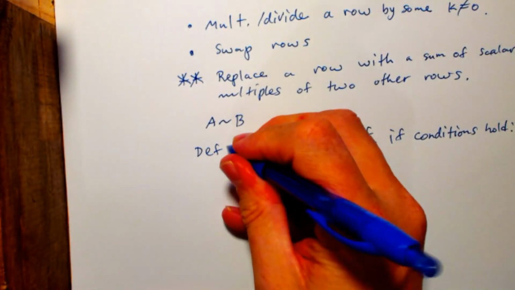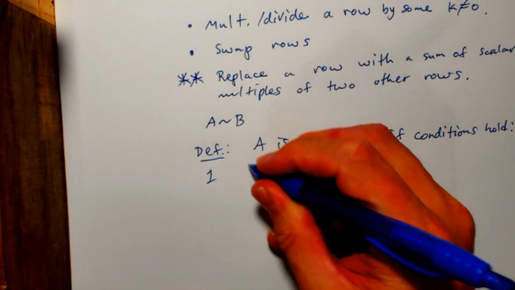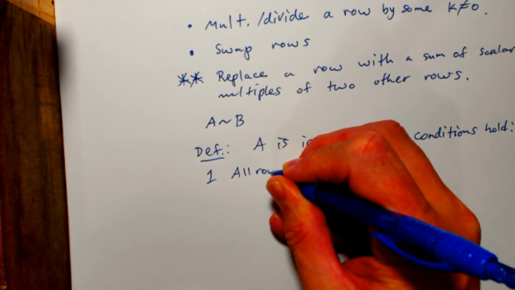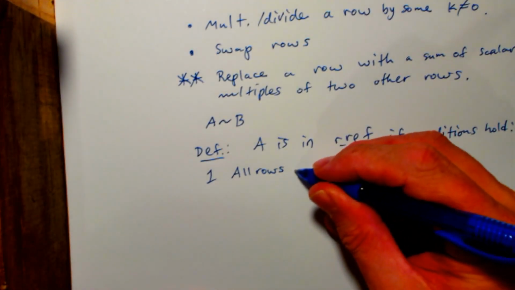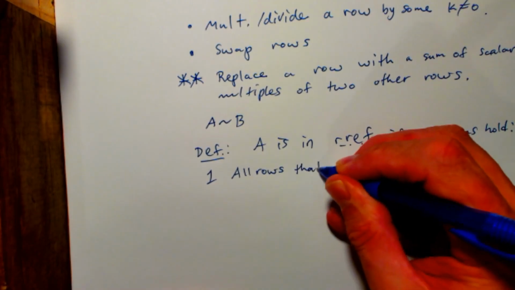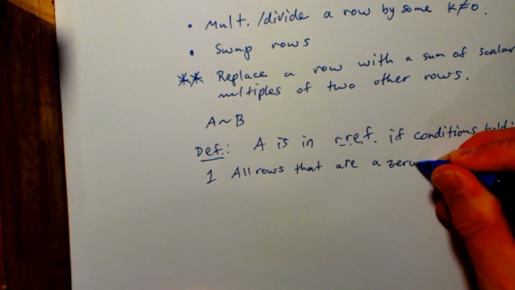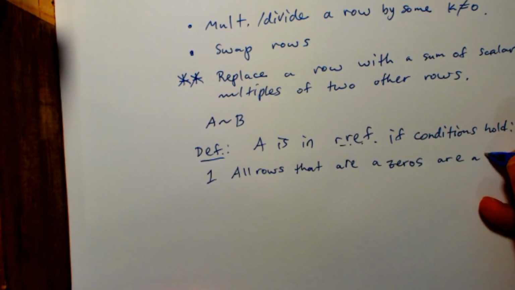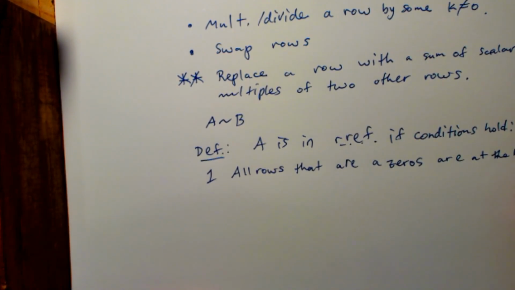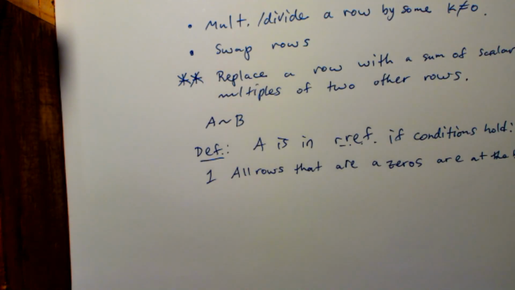Okay, and the first one is all rows that are all zeros are at the bottom. Okay, I've written bottom over here on the right hand side, the bottom of the matrix. So all rows, if any, consisting entirely of zeros appear at the bottom of the matrix.